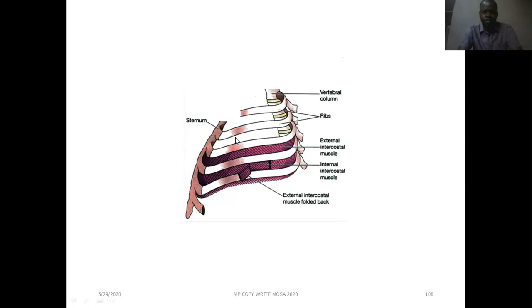Here we're just trying to show some structures that are associated with breathing, starting with the sternum. Next to the sternum, the external intercostal muscles, you can see that they are found outside. Then we also have the internal intercostal muscles of the ribs, and these are the vertebral columns. You can see them.